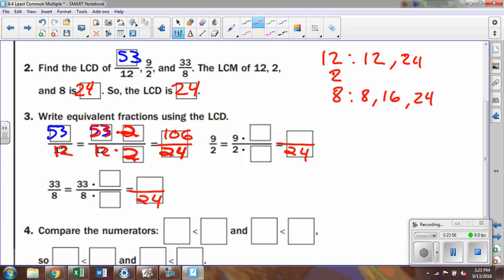And now we have to continue. What would you multiply 2 by to create 24? Two times 12 is 24, so multiplying both the top and bottom by 12, 9 times 12 equals 108. Similarly, 8 times 3 is 24. So 33 times 3 gives us 99. And what we wind up with then, we have the three fractions, 106 over 24, 108 over 24, and 99 over 24.